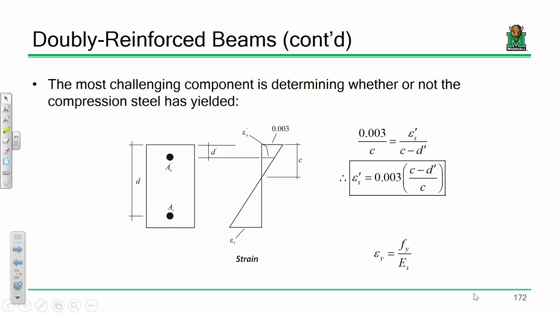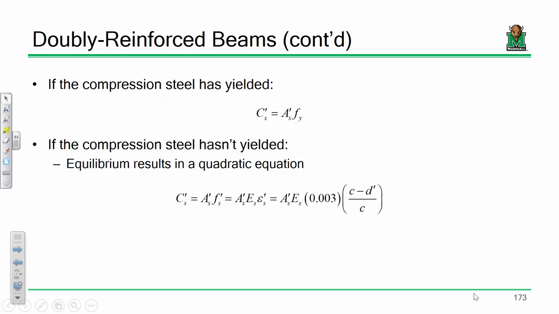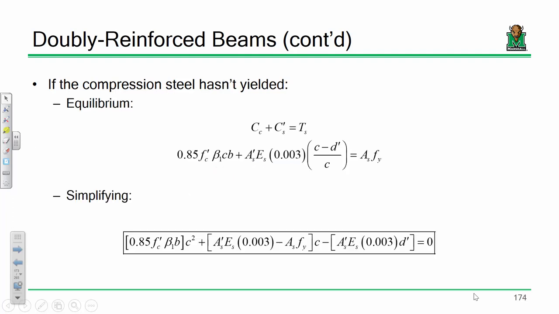But the layer of steel in compression, there is nothing to say that it has to yield. It might not. And if it doesn't yield, the math gets a little bit more intense because that compressive force is not the area times fy. It's the area times whatever that stress is. And that stress is computed as E times the strain. And that strain is 0.003 times c minus d prime over c.